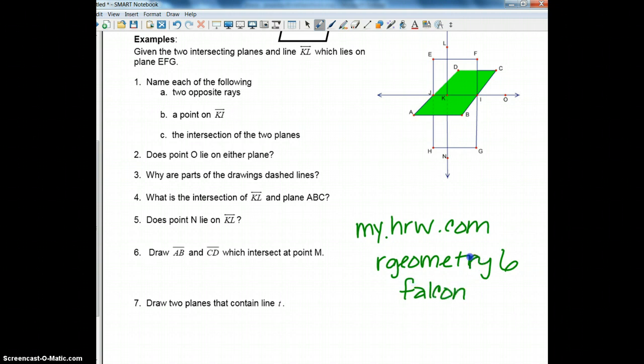I think from what I've shown you today, you should be able to give your best effort for these 7 examples. They don't have to be right, I just would like you to try them. Please be careful with your notation. If you're naming a line, make sure you use 2 arrows. If you're naming a ray, make sure you use 1 arrow and so forth. And we will go over these when I see you again in class next time.